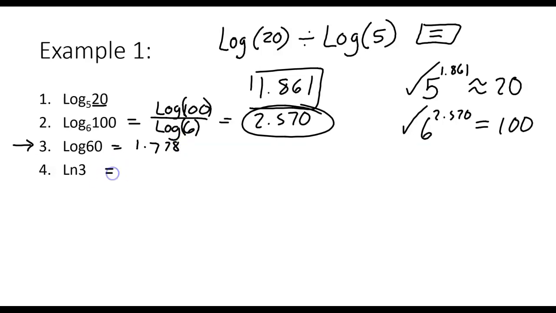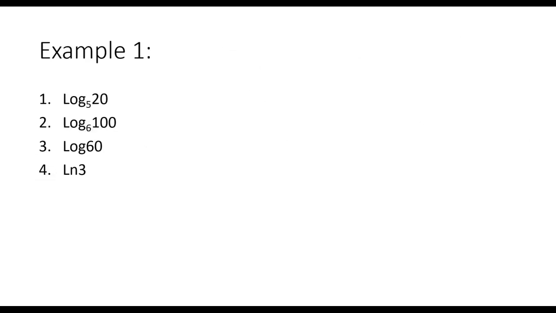Same thing here for this guy. ln, well, that's on my calculator, so there's no need to do change of base here. We're just going to do ln and 3. And that would be 1.099. Okay, so you don't need to change the base all the time, right? Only if necessary. So only if you have a number that's not 10 here and you can't do it mentally. Okay. So that's that. I'll let you guys try these two here.